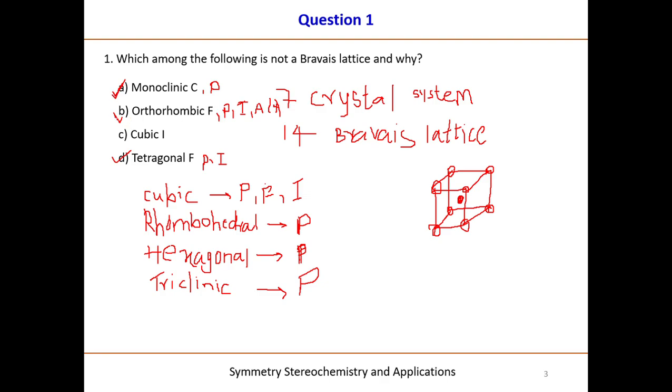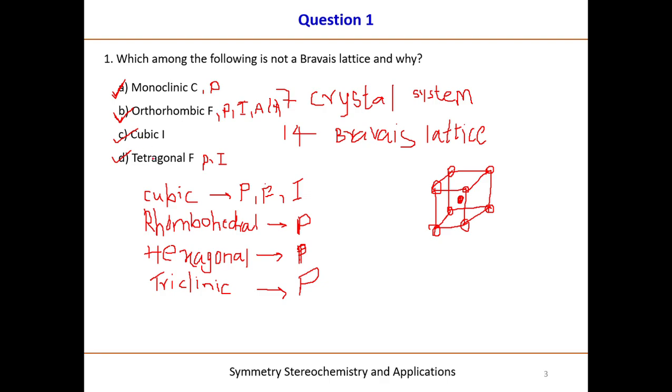Then option B contains orthorhombic, which has all the unit cells, that is face centered, primitive, body centered, and A also. So this is also not the correct answer, because they have asked for not a Bravais lattice. So this is also a Bravais lattice. Monoclinic is also a Bravais lattice. While talking about the cubic, cubic also has primitive, face centered and body centered lattice. So this is also a Bravais lattice option.